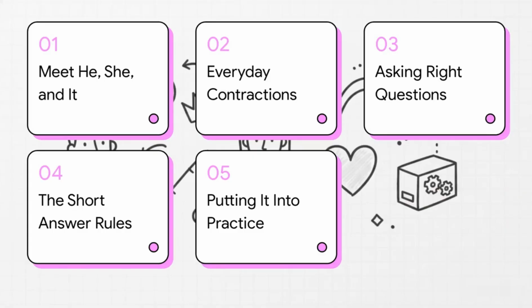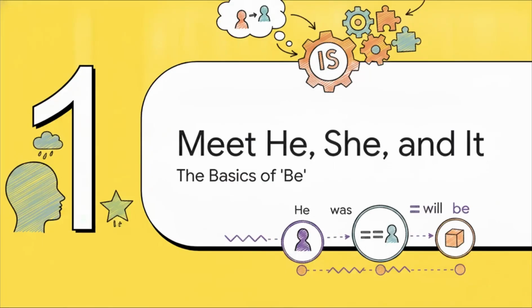Here's our quick roadmap for today. 1. Meet he, she, and it. 2. Mastering everyday contractions. 3. Asking the right questions. 4. The short answer rules. And finally, 5. Putting it into practice. Okay, let's dive straight into section 1.